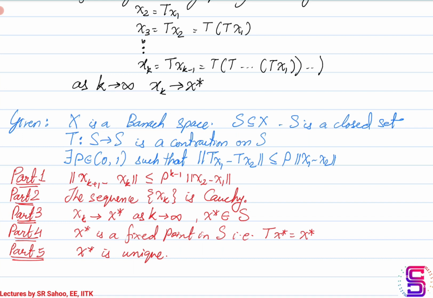In part 3, because xk is Cauchy and we are having a Cauchy sequence in a Banach space, the sequence is going to be convergent, which essentially means that xk will converge to x star as k approaches infinity, and this x star will belong to the subset S. Then we'll show that this x star indeed is a fixed point in S, and finally we'll show that the fixed point that we have got in S is unique, thus establishing the Banach fixed point theorem. Okay, so we'll go through all these parts now.